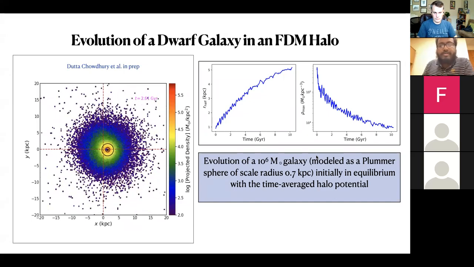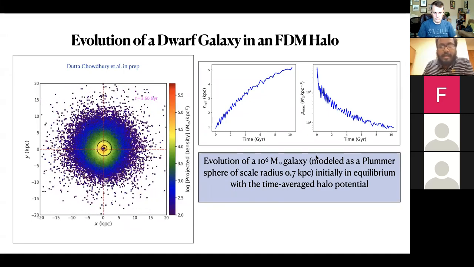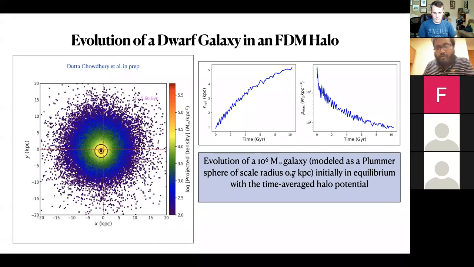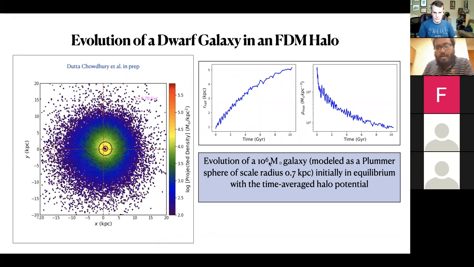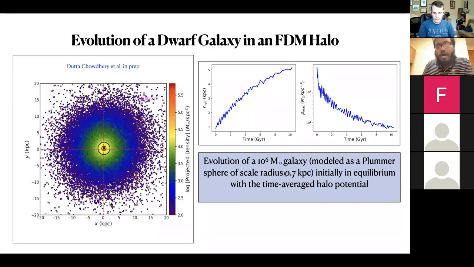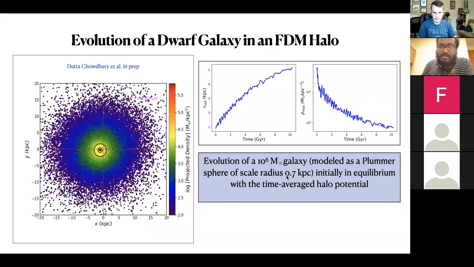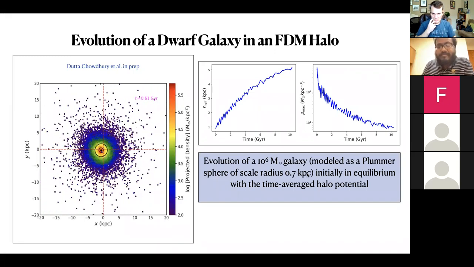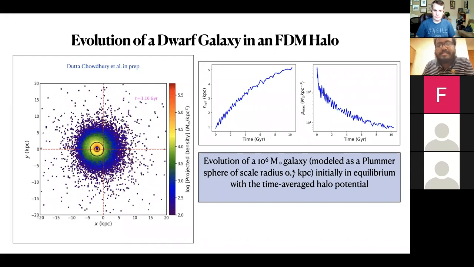And so we set up a 10^6 solar mass galaxy, and it has an initial radius of about 0.7 kiloparsec. So we are thinking about Fornax in this particular case, although Fornax has a higher mass. But the typical sizes of the dwarf galaxies, at least the classical dwarfs, range from, I think, 0.2 to 0.7 kiloparsec. That's why we set up a galaxy like this.